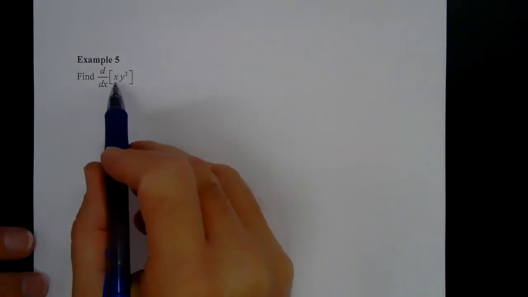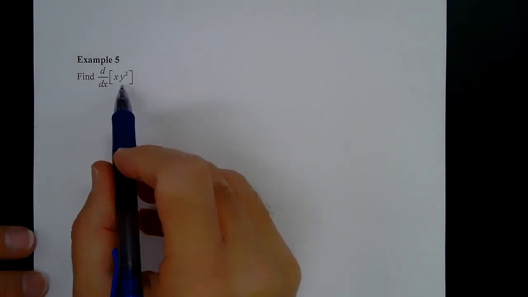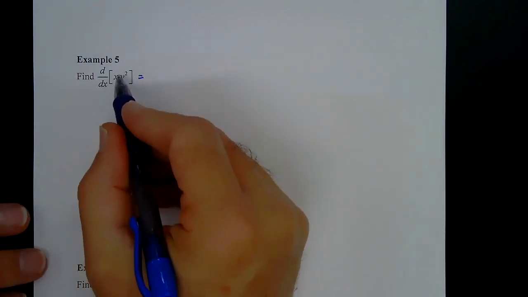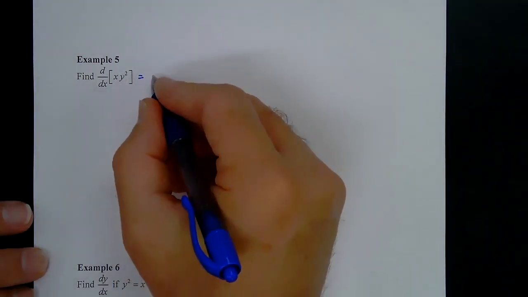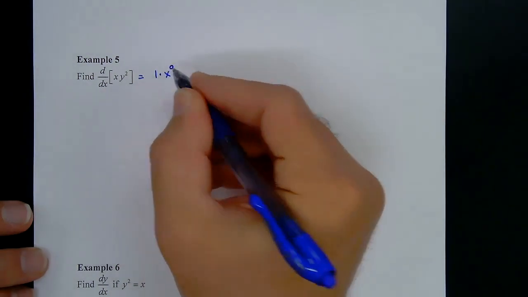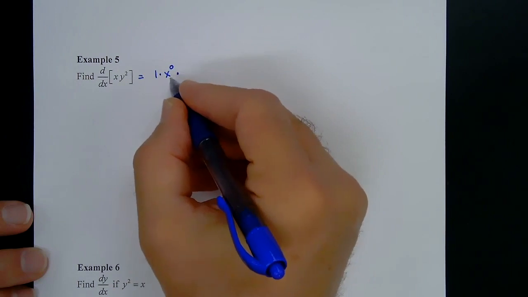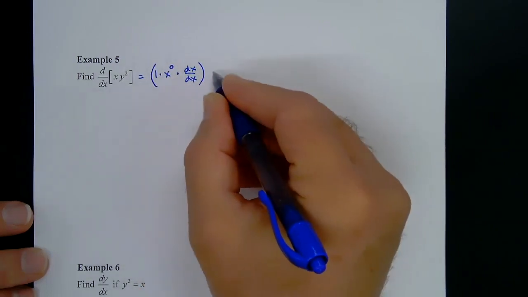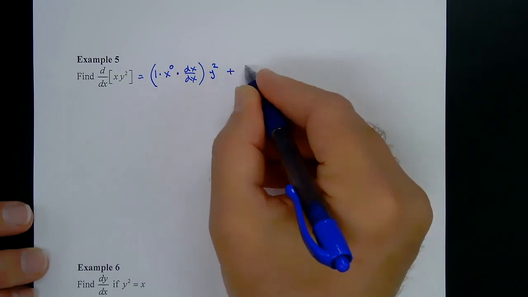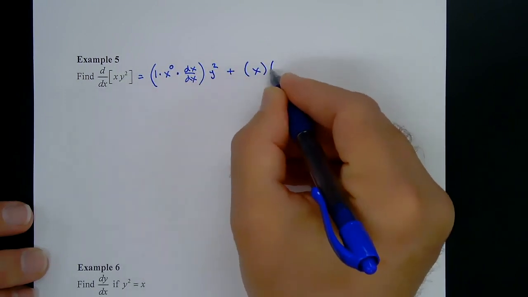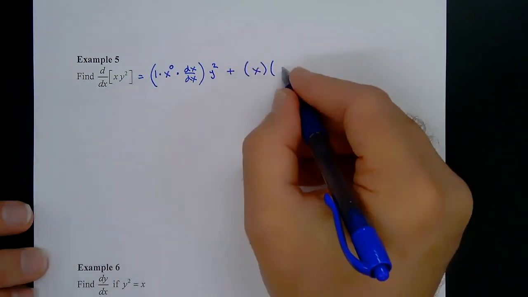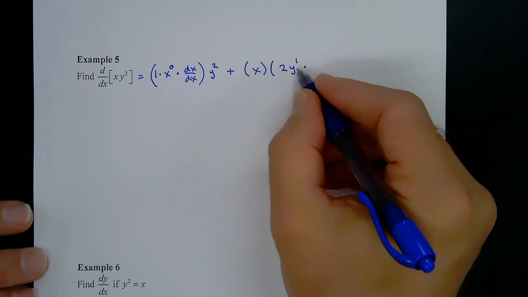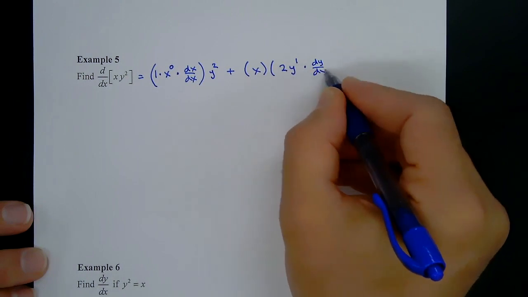So for this next example, we have a product. First time this has happened, okay? So we have x times y squared. All right, so what we have to do is apply the product rule. So it's going to be the derivative of the first piece, which is x. So that would be 1 times x to the 0 power, that's just the power rule, and then times the derivative of x with respect to x, which is dx over dx. And that's the derivative of the first, times y squared, and then plus the first, which is x, times, now we have to take the derivative of the y squared. So that'd be 2y to the first times, and now we have to take the derivative with respect to x of this inside piece, which is dy over dx.